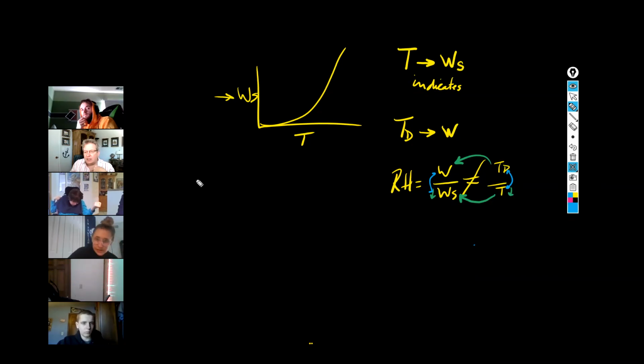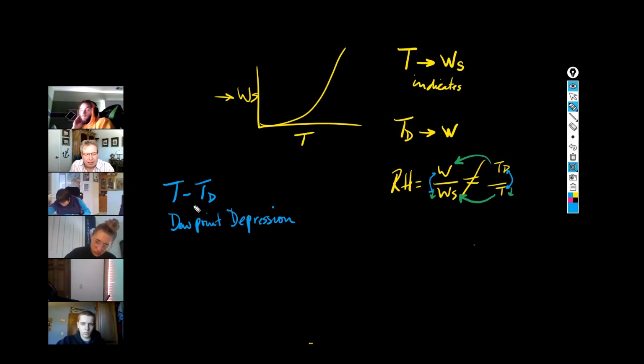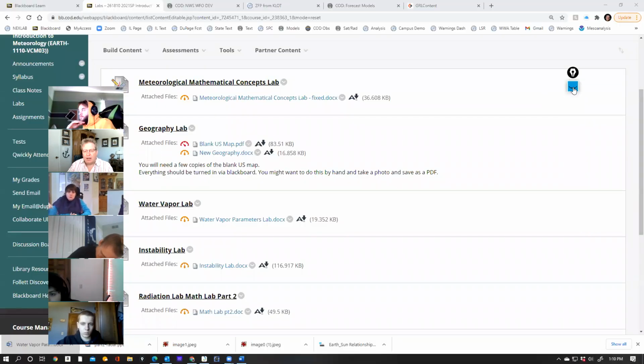Now, key thing here too is that this difference, right? A minus sign is a difference. It's called the dew point depression. So if the depression is nothing, if these are the same, then the air is saturated, or the relative humidity is 100%. So the greater the dew point depression, the lower the relative humidity. Does that make sense? Can you write that down? The greater the dew point depression, the lower the relative humidity.